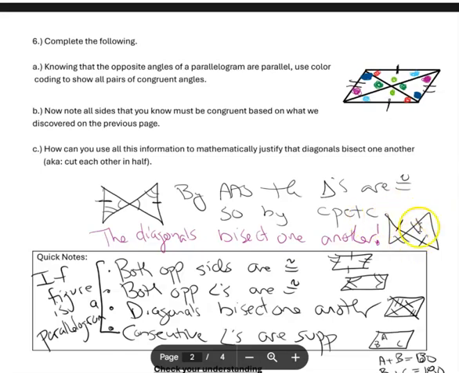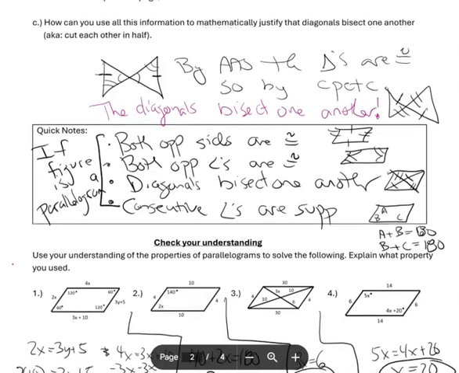Take a look over, I don't think you can see my cursor, but the bottom right there, it shows the parts that must be congruent by CPCTC. And since those are congruent by CPCTC, they must be cutting each other in half.